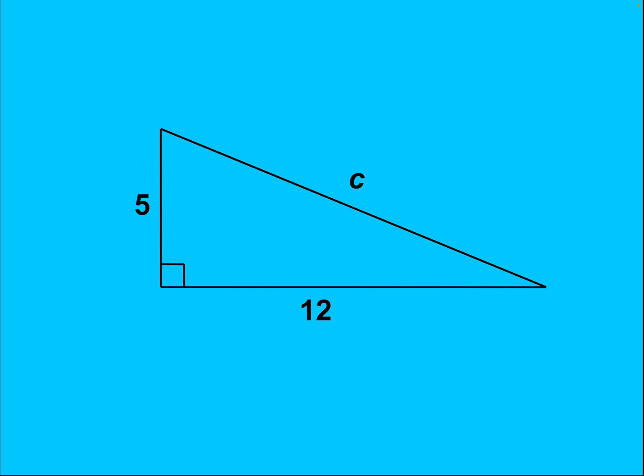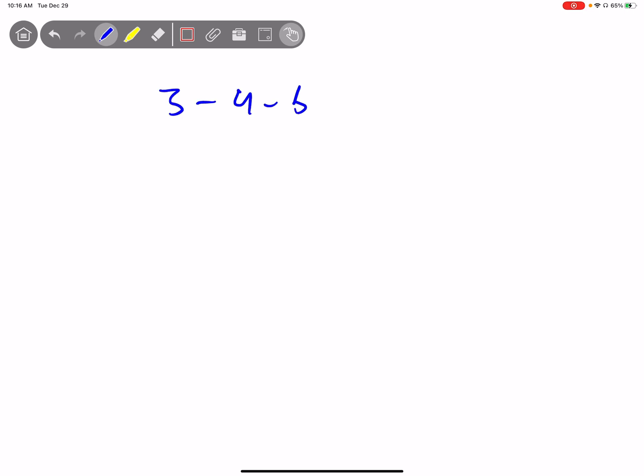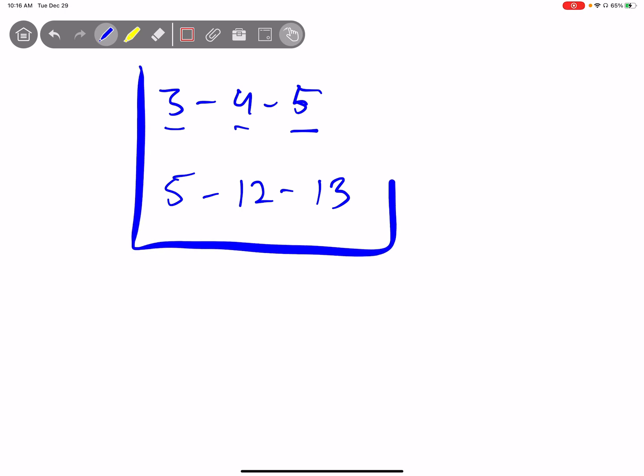All right, so this is a special right triangle. There are specific triangles that have what we call Pythagorean triplets. Some of these you can tell right off the bat. The two most common ones are a 3, 4, 5 triangle, meaning that the legs are 3 and 4, which gives you 5, and a 5, 12, 13. These are the two most common right triangle side lengths that you'll see.